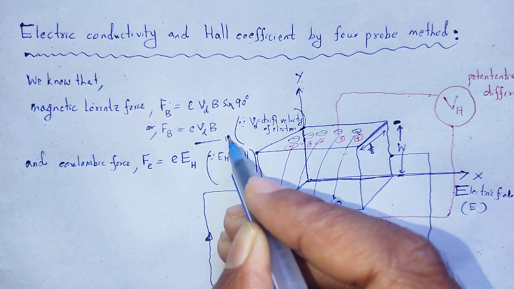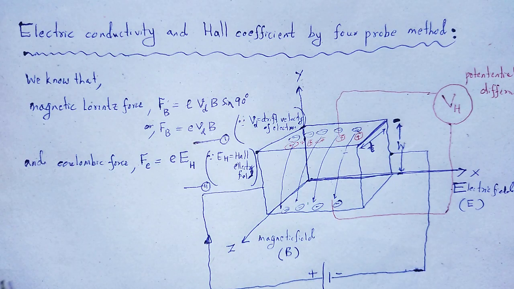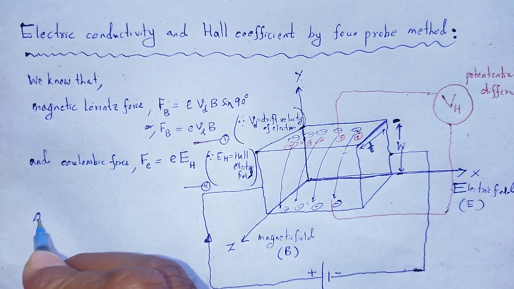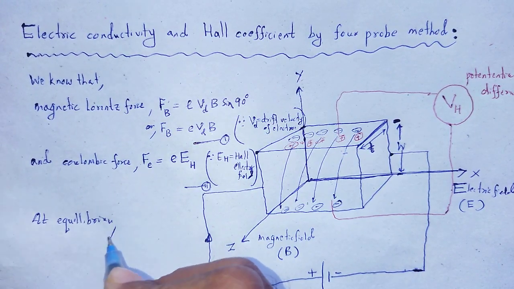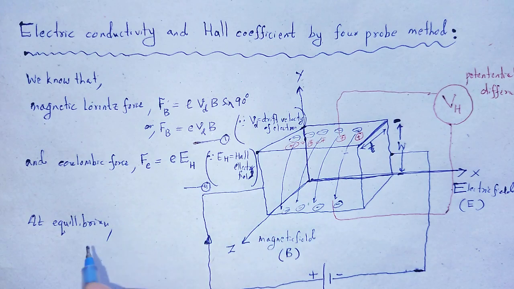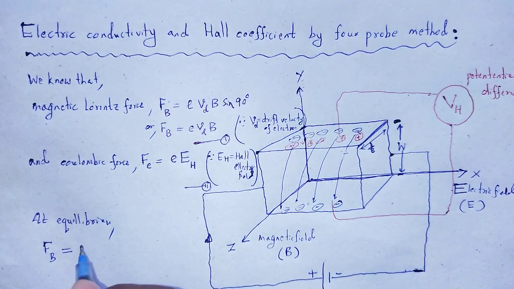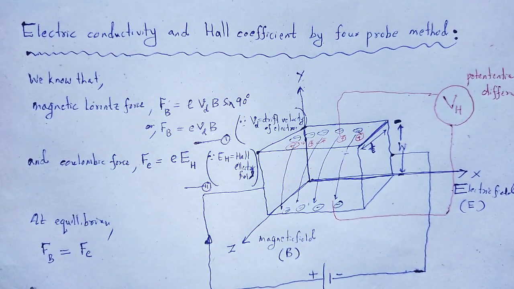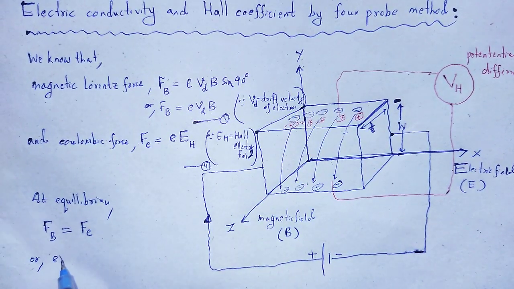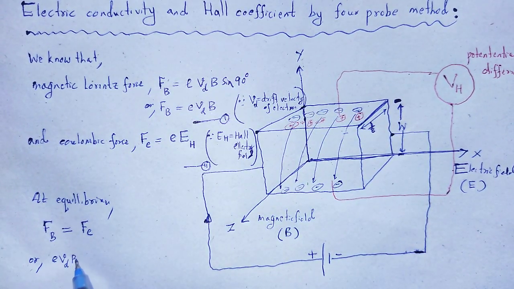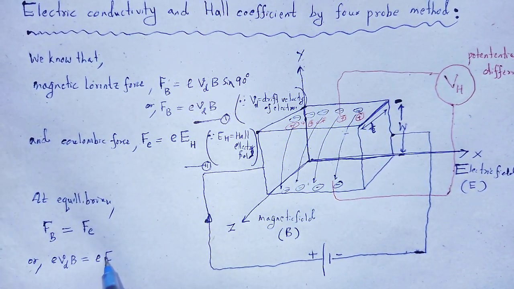That is equation number 1, and that one is equation number 2. At equilibrium, the magnetic Lorentz force F_B is equal to the Coulombic force F_E, or the magnetic Lorentz force e Vd B is equal to the Coulombic force e into E_H.